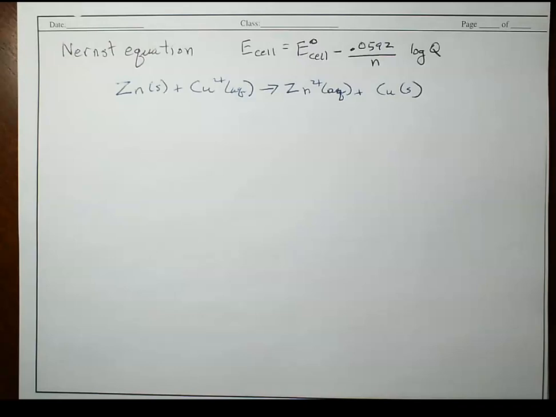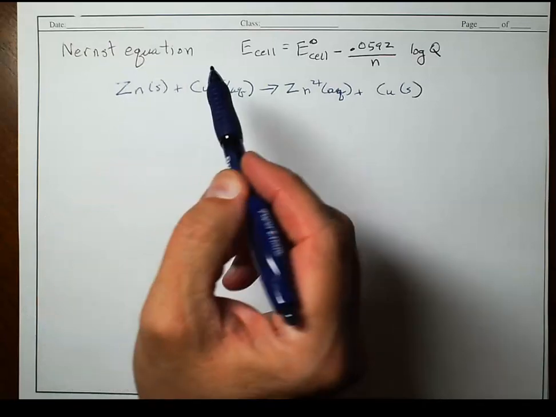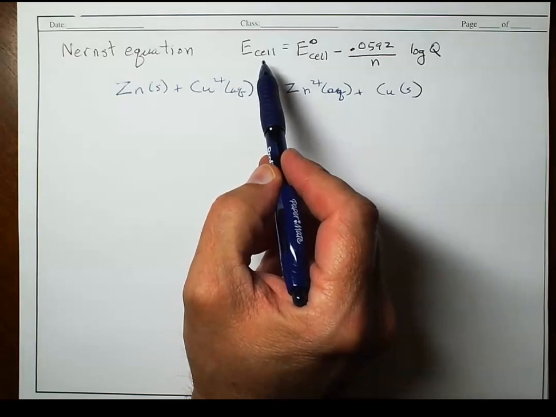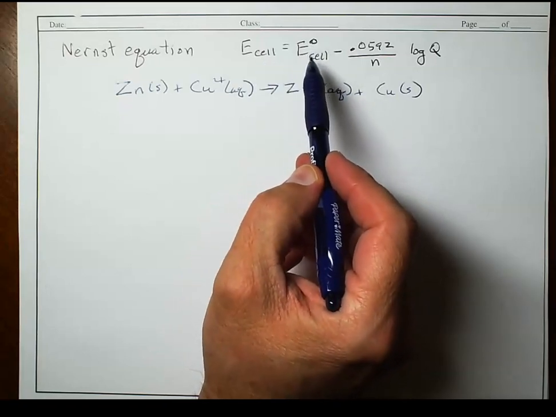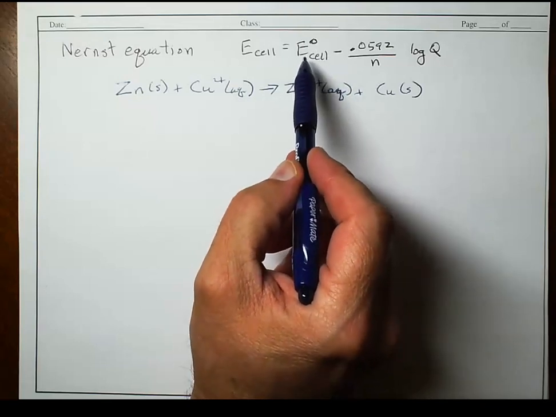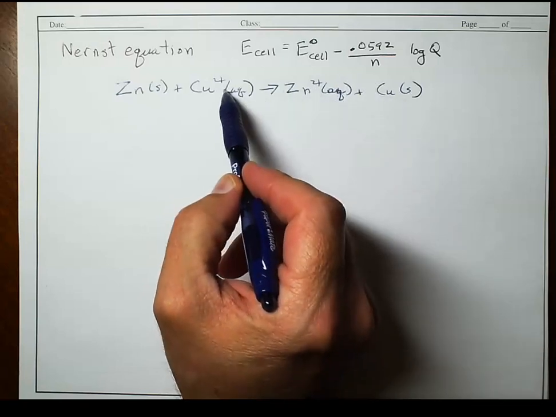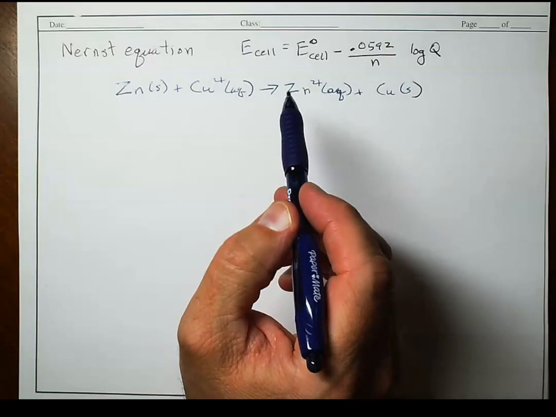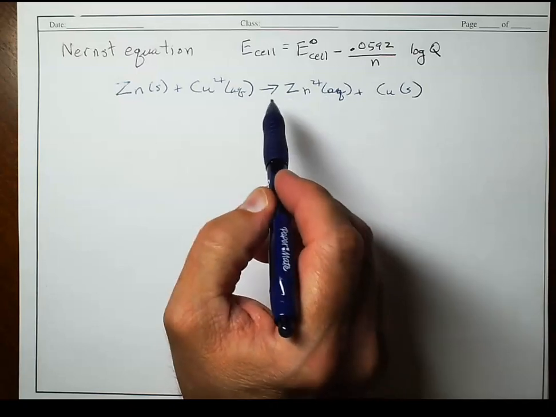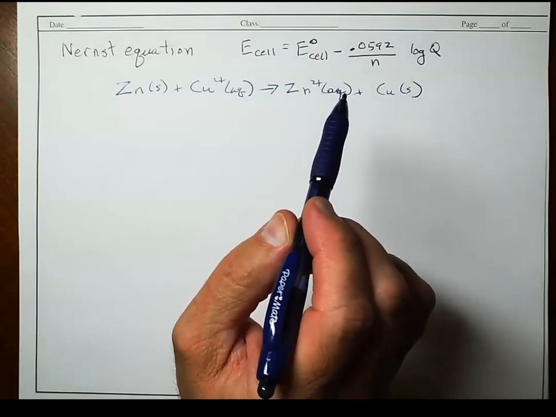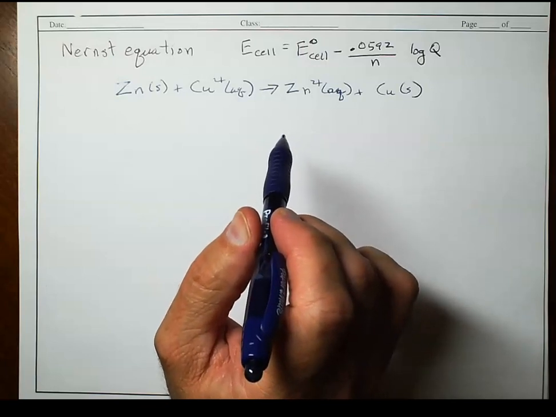So let's look at a couple of examples of the Nernst equation. Remember, we use the Nernst equation to find the voltage of a cell at non-standard conditions. Now the degree sign tells us the standard voltage, and that's based on ions being at 1 molar concentrations, gas pressures being at 1 atmosphere if a gas is involved, and temperature always being at 25 degrees Celsius.